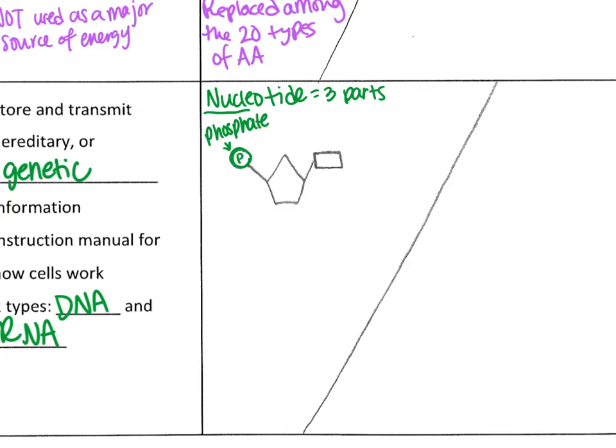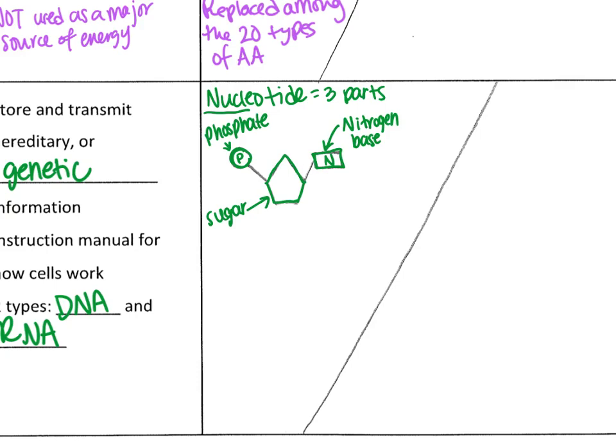The pentagon, what have we learned are our closed rings of carbons. Hopefully you remember that that's a sugar. So this would be a sugar inside of our nucleotide, a 5-carbon sugar. And last but not least is a rectangle shape that we use to represent the nitrogen base, meaning that there would be nitrogens inside of that part of the molecule.